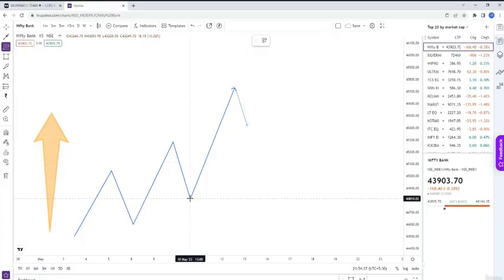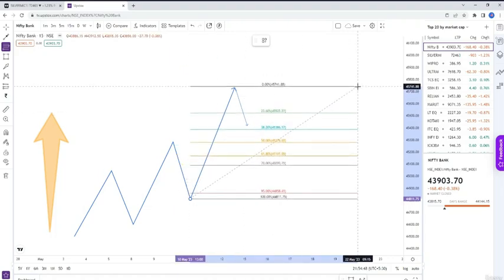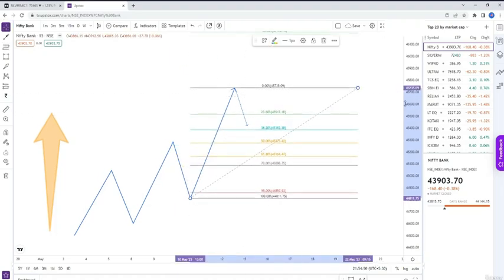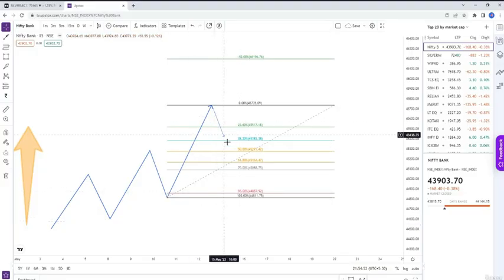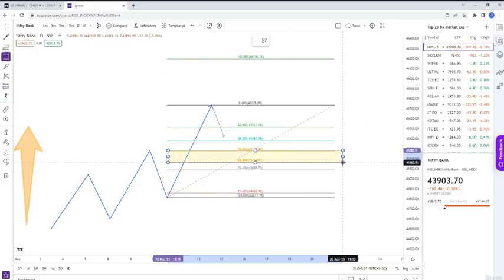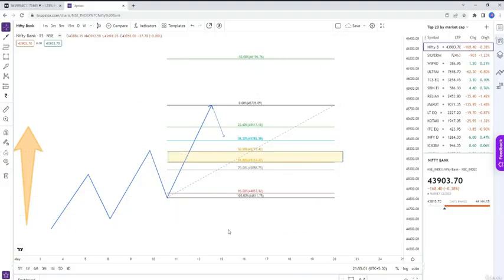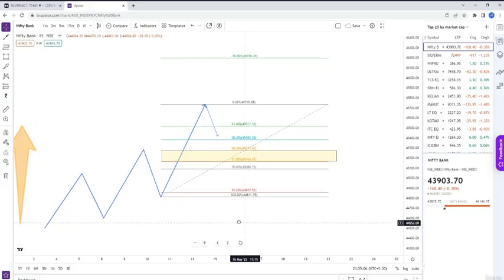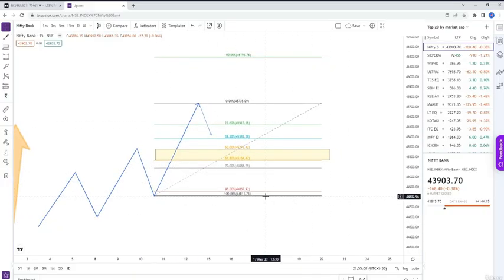So what I do, this is the whole leg which broke this structure, this swing to the upside. I will take from the bottom and pull it to zero, right? 0% till this point. As you see, we'll mark this golden zone here like this. I hope this zone is clear. So I hope you are able to draw this.